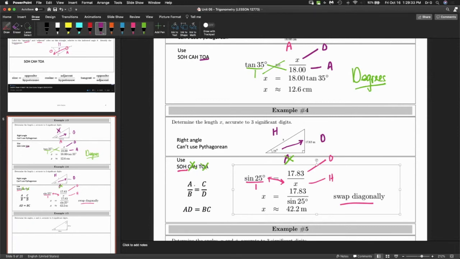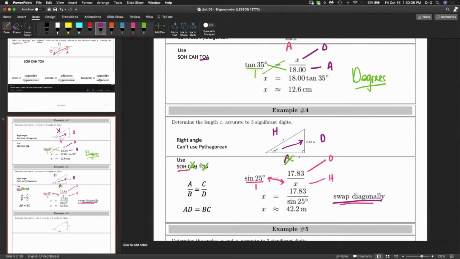What I want to say is this. Very important, people. If I take the A and the D and I switch them, if I put the D here and the A here, do you still get this? Is it still the same answer? Is it still the same second step? Of course it is. So you know what you just did there? You swapped them diagonally, and you got the same answer. So that's what I did here. I took the x and the sine 25 and I switched them.